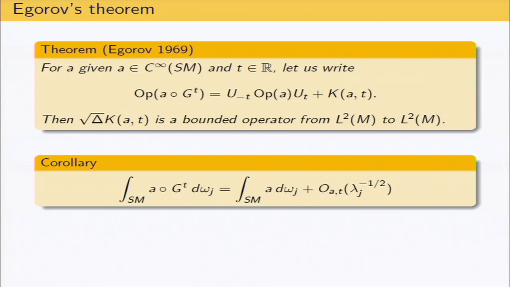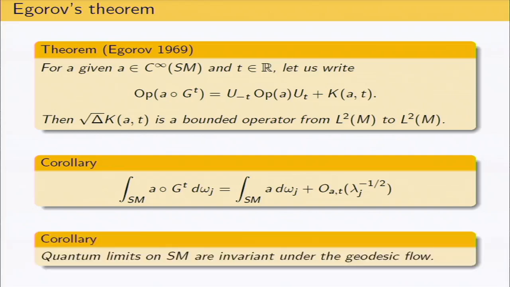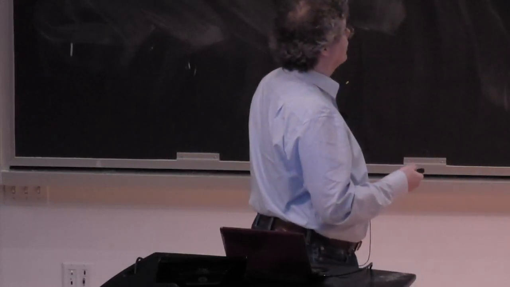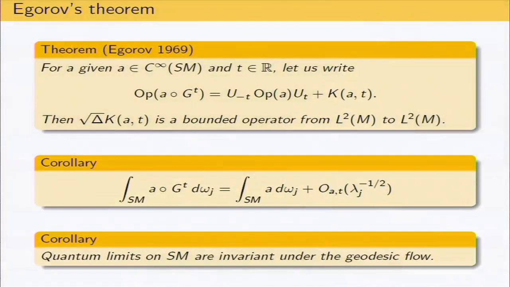Now imagine that you let j tend to infinity along some subsequence of lambda j's so that the d omega j's have a limit in the weak star topology. Such limits are called quantum limits. Then what we find by this equation is that this error term becomes 0 in the limit. So all quantum limits on SM are invariant under the geodesic flow. This is a very important observation, because remember we had this motivating question, what are the possible quantum limits? And now we see as a consequence of Egorov's theorem that all quantum limits are invariant under the geodesic flow.